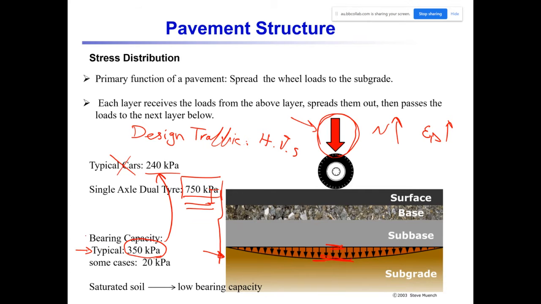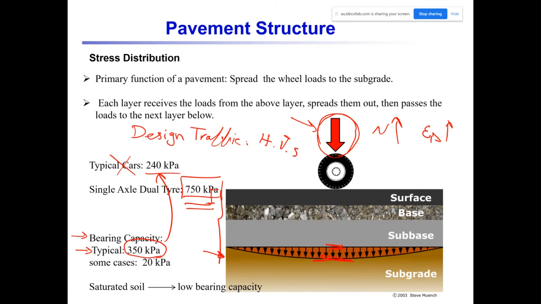But this bearing capacity, as you know, depends on the type of the soil as well as the drainage condition we provide for the soil. You remember from soil mechanics and applied geotech that the shear strength of the soil is different in different drainage conditions. For example, in drained condition and undrained condition, we will get different values. So the same thing applies here. For the subgrade, the bearing capacity depends on the drainage condition and also the type of the soil.